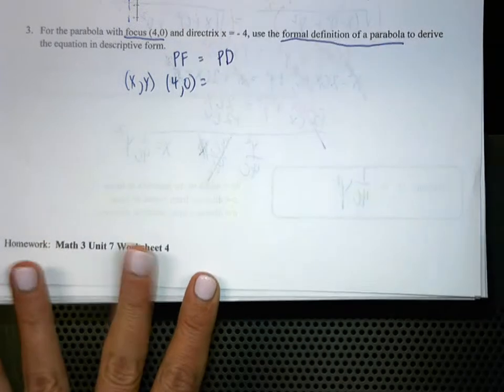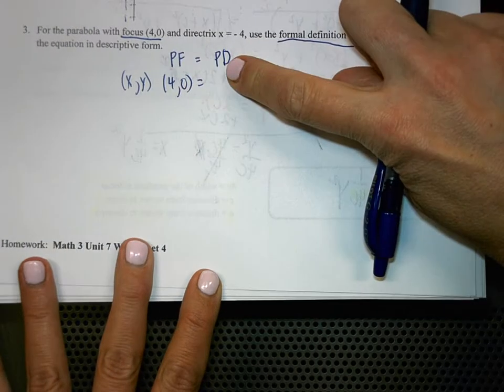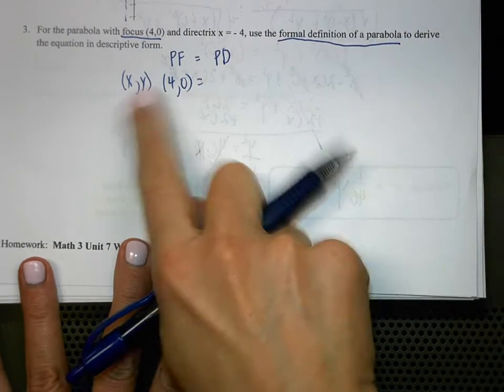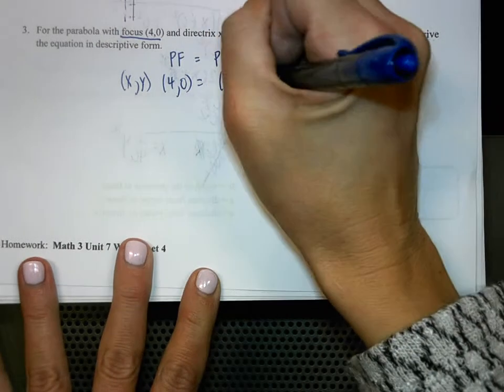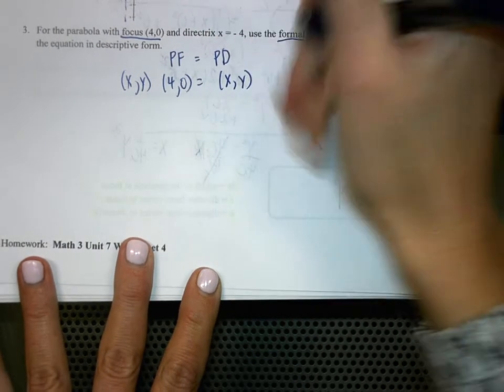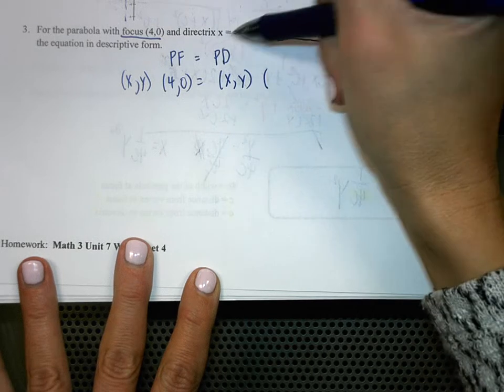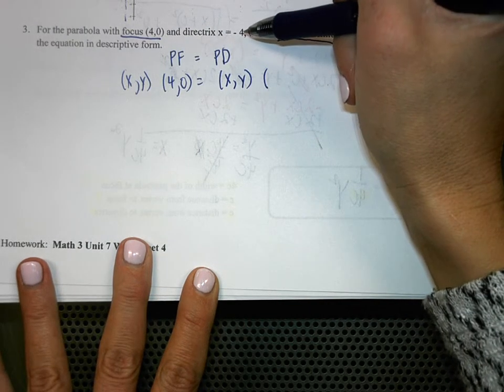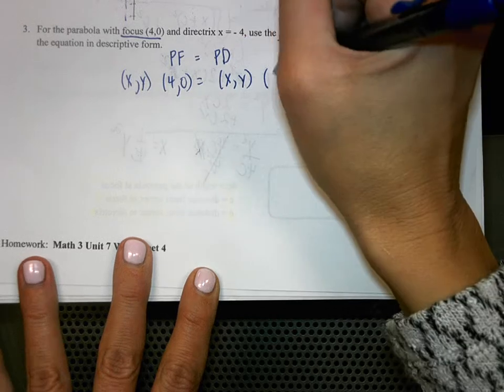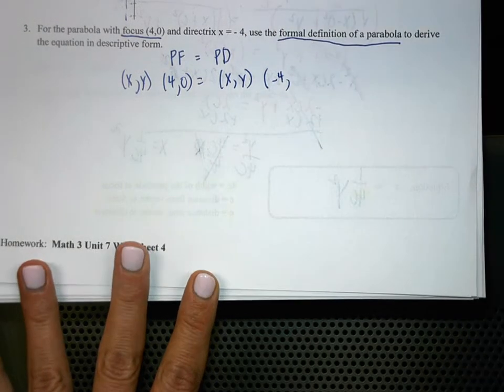Equals. What is my point going to be over here? (x, y) again. And then we look at our directrix, and they tell us that x equals -4 for our directrix. So where do I put that -4? In the x spot. And then what do I put for the y spot? y.